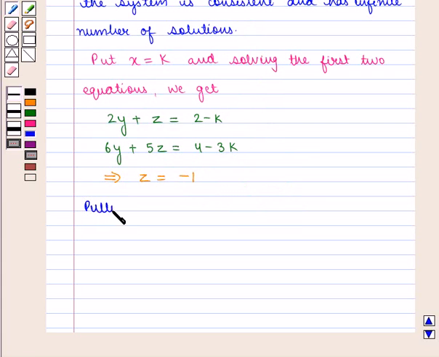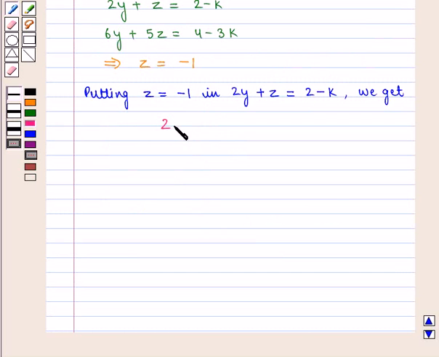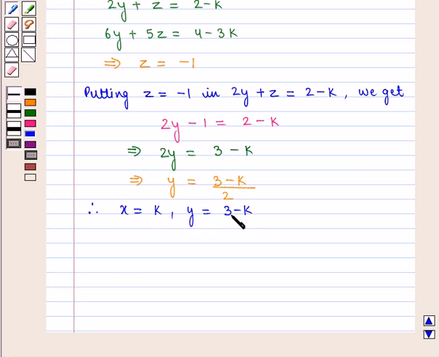Now putting the value of z equal to minus 1 in the above equation, that is 2y plus z is equal to 2 minus k, we get 2y minus 1 is equal to 2 minus k, which implies that 2y is equal to 3 minus k, that is y is equal to (3 minus k) upon 2. Therefore we have got x is equal to k, y is equal to (3 minus k) by 2, and z is equal to minus 1.